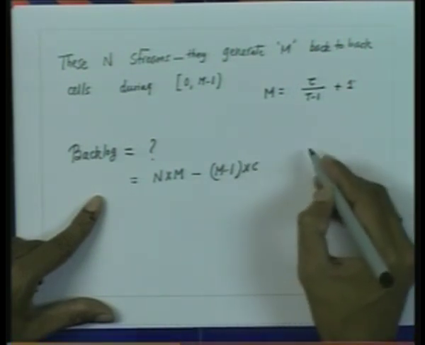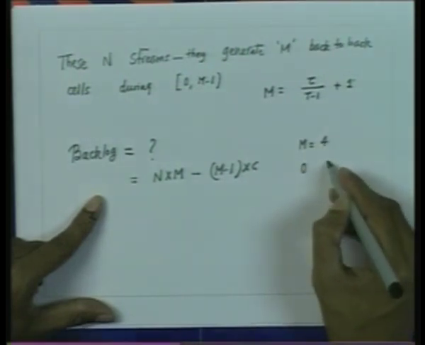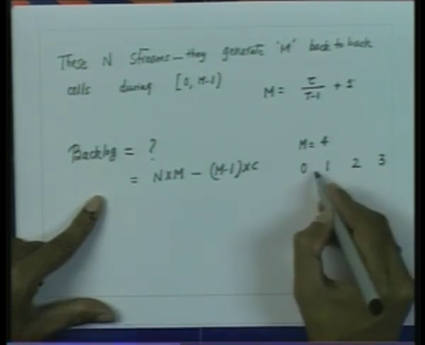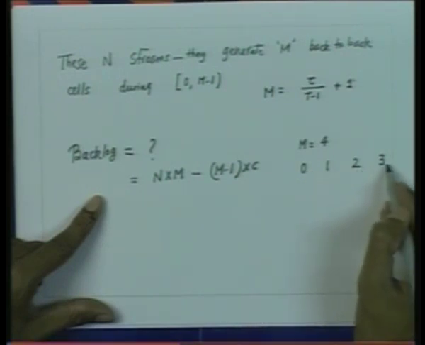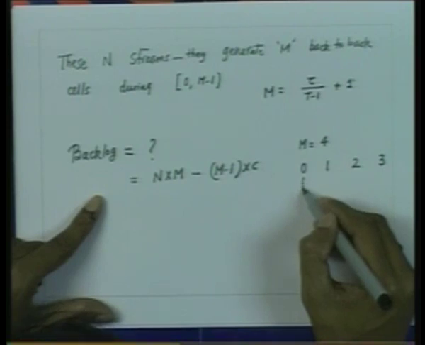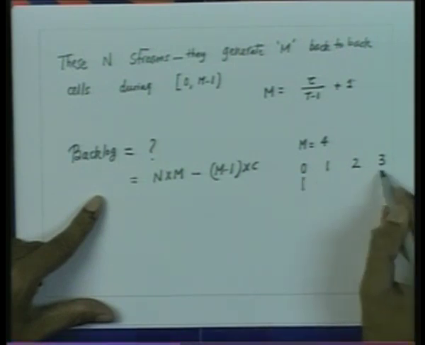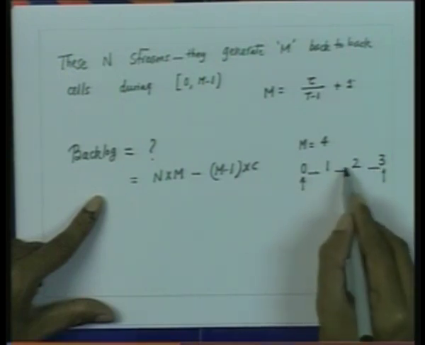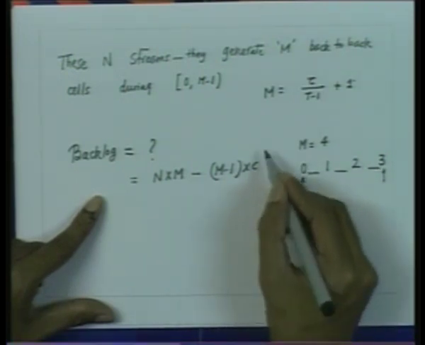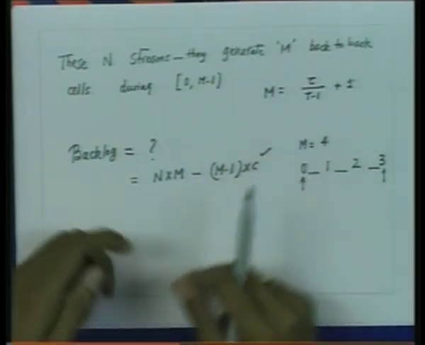Let us see an example where m could be, let us say, 4. So 0, 1, 2, 3. The back to back cells that have been generated are 0, 1, 2, 3, and they have been generated during the interval of 0 to 3. But on the other hand, during the interval of 0 to 3, that is m minus 1, m minus 1 into C cells have been transmitted, where m is given by tau upon t minus 1 plus 1.